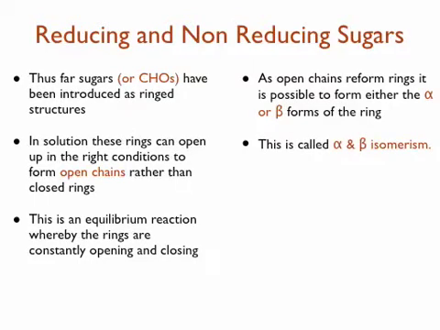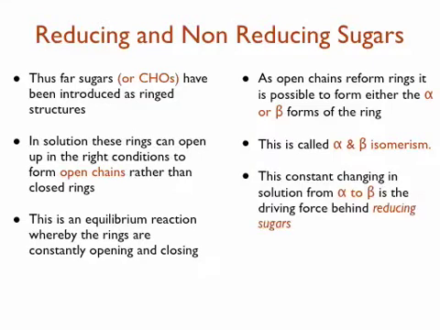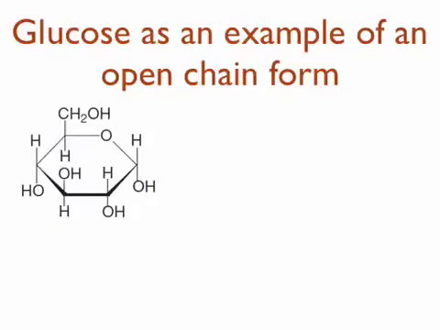Just pause for a moment and see if you can remember a definition for an isomer. Hopefully you remembered a definition along the lines of a molecule with an identical molecular formula to another molecule, but with a different structural formula. Now this constant changing in solution from alpha to beta forms is the driving force behind reducing sugars and is called alpha and beta isomerism.